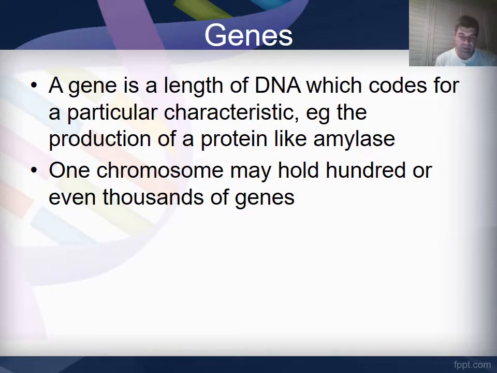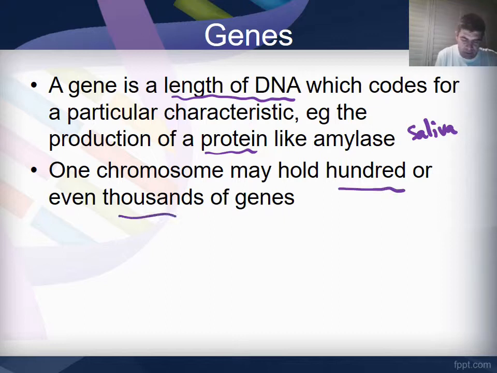The gene then is a particular length of DNA and it codes for a particular characteristic. That's the official definition. We're going to look at genes that are passed on from one generation to the next and that seem to code for specific characteristics such as whether or not you can roll your tongue. But genes also code for the production of particular proteins, such as amylase, which is an enzyme that's present in your saliva and breaks down starch. Each individual chromosome may hold several hundred or even over 1,000 genes.